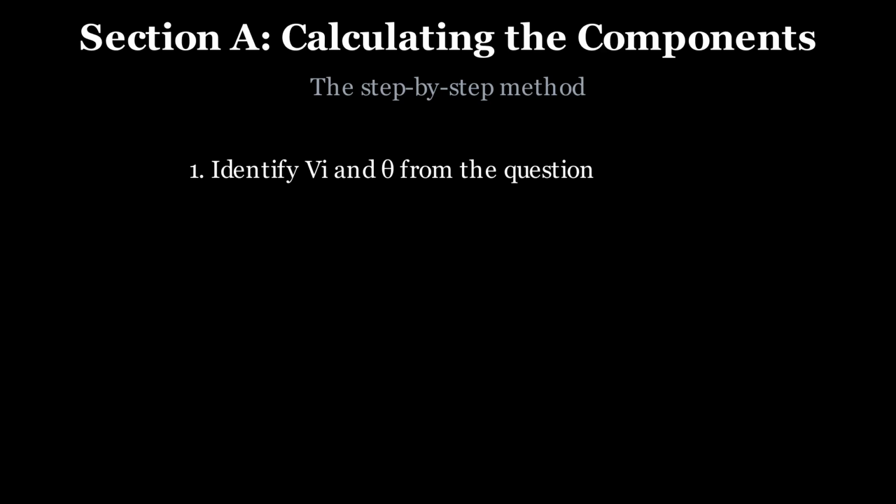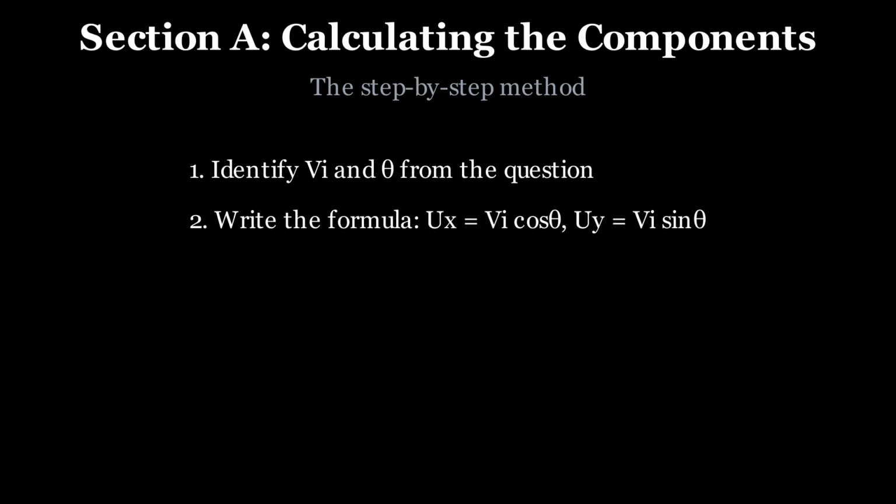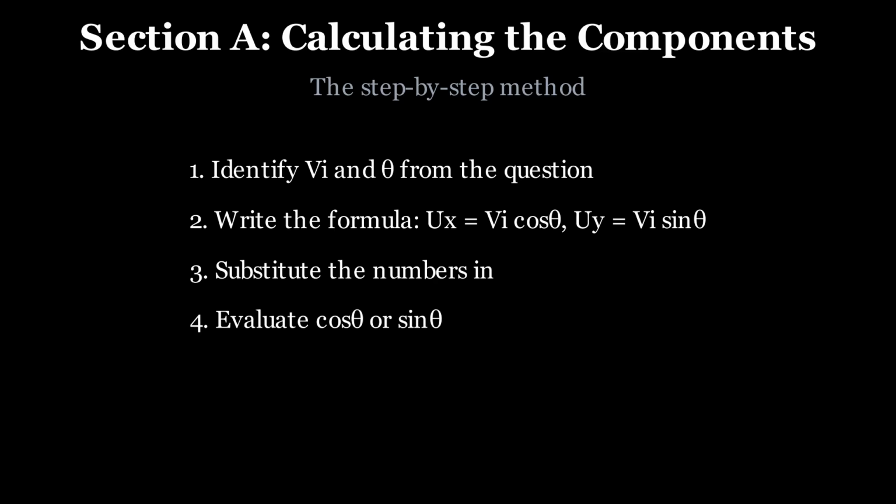Today we calculate. Let's start with a step-by-step method for finding Ux and Uy. First, identify Vi, the initial velocity, and theta, the angle of projection, from the question. Second, write down the formula, Ux equals Vi cosine theta, Uy equals Vi sine theta. Third, substitute the actual numbers into that formula. Fourth, evaluate cosine theta or sine theta as a decimal. And fifth, multiply through to get the final answer, always in meters per second.